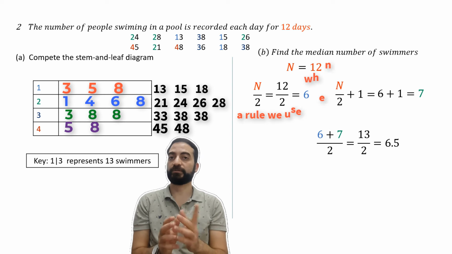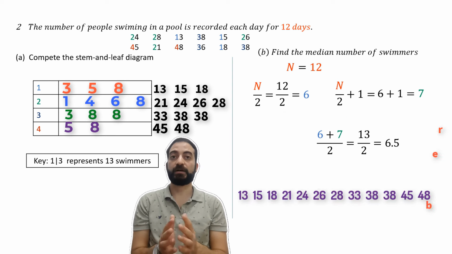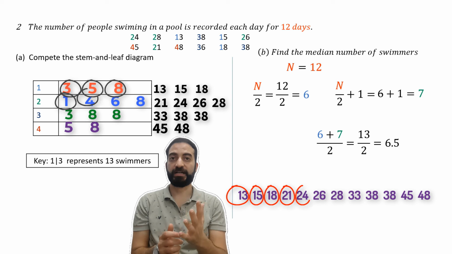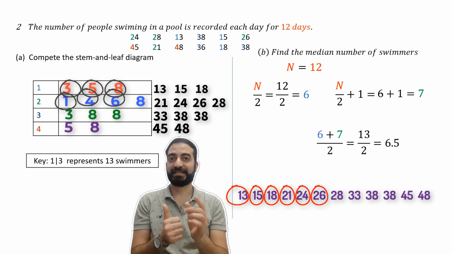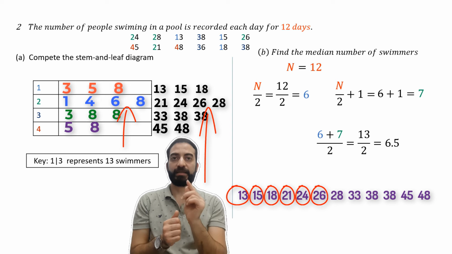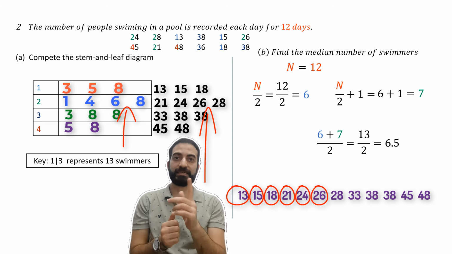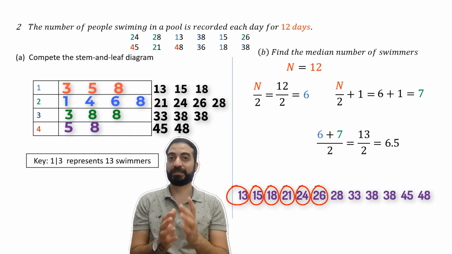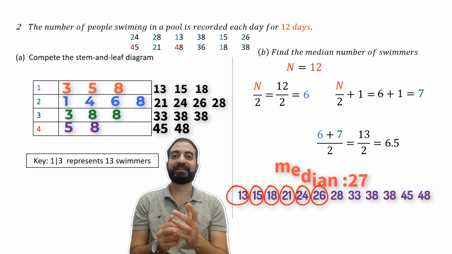And now we are not finished yet. So we must count up to 6.5. 1, 2, 3, 4, 5, 6. And here we have 6.5, meaning that the number is present here, which is between 6 and 8, meaning it is 7. This means that 27 is the median.